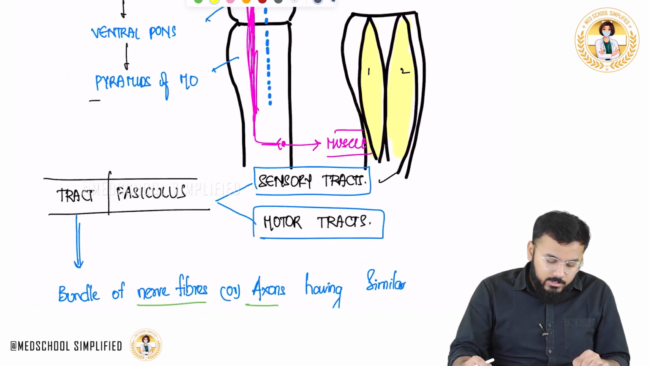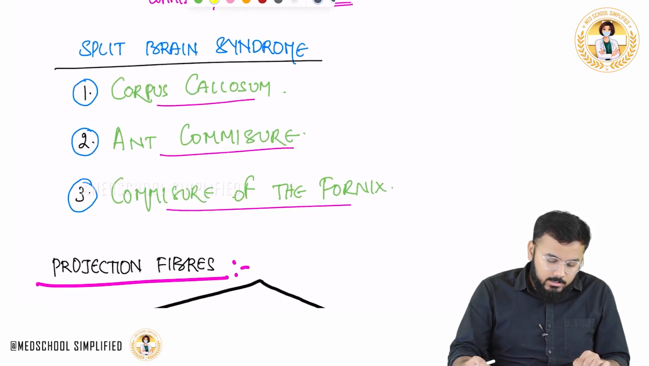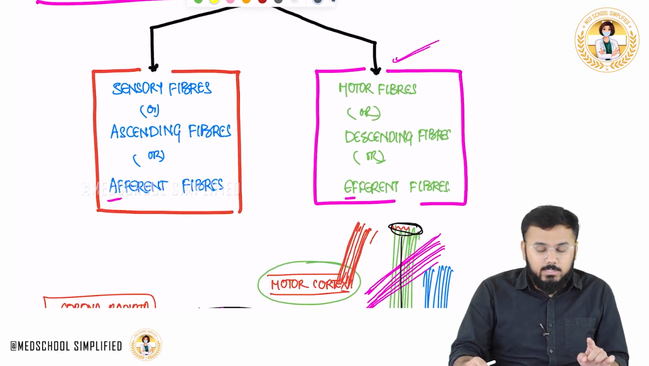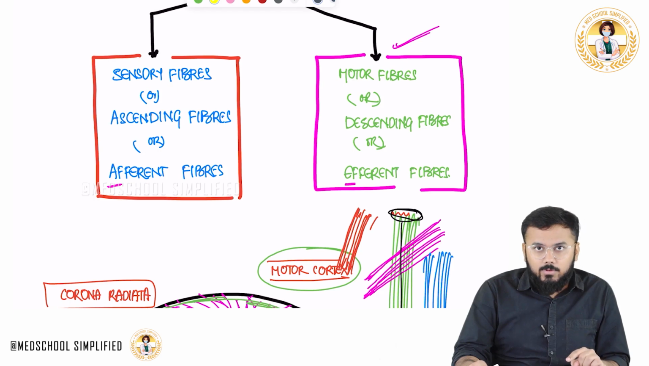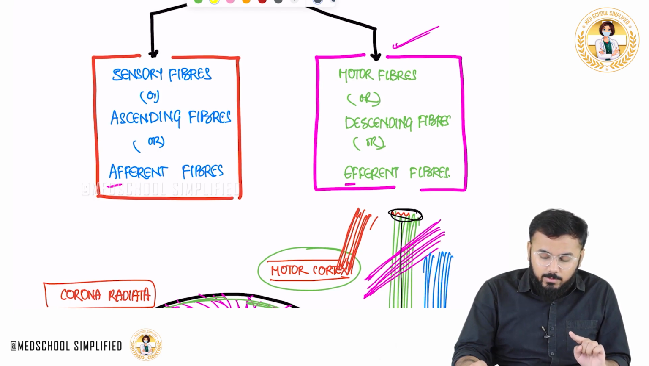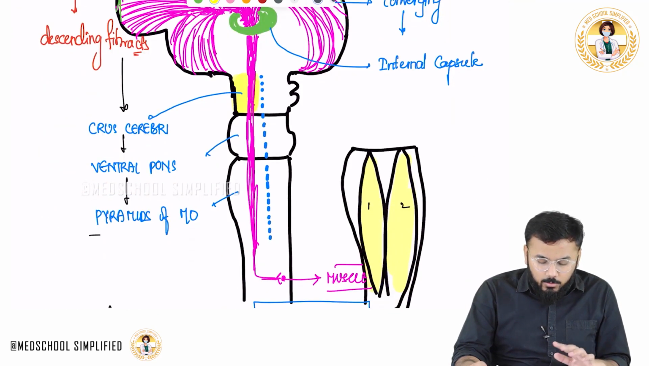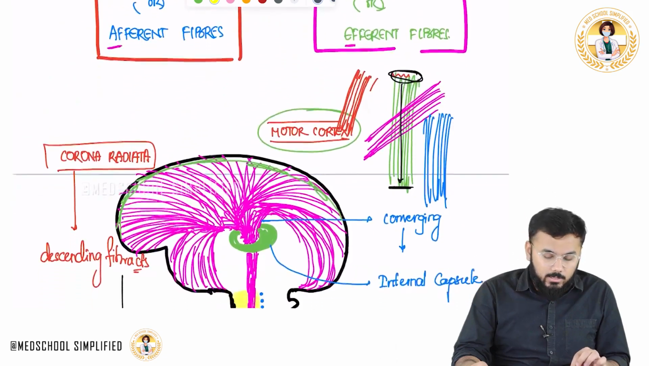So what are the things we have just discussed, guys? We have discussed the split brain syndrome. We have discussed the projection fibers. In projection fibers, I told you sensory or motor fibers. Sensory fibers are ascending, motor fibers are descending, right? So I hope this is very clear for you regarding the projection fibers.